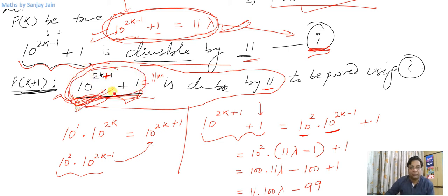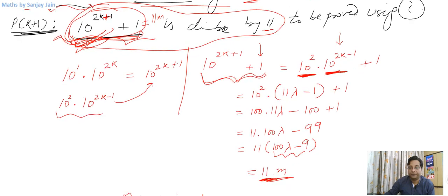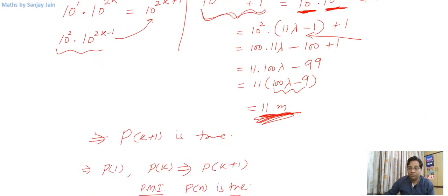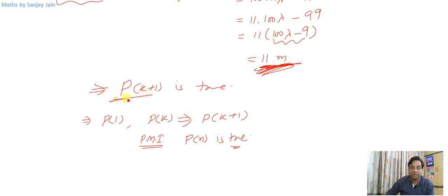So we started working on this. We wrote it in this form. We separated it as 10 squared plus 10 raised to power 2k minus 1. Why did we bring this into picture? Because I had to use this first equation, and here I have got some value for this. 10 raised to power 2k minus 1 can be written as 11 lambda minus 1. So I replaced it with 11 lambda minus 1, and then by further manipulating it, I came to know that it is also a multiple of 11, hence P of k plus 1 is true, then the usual statement that we make in the end.